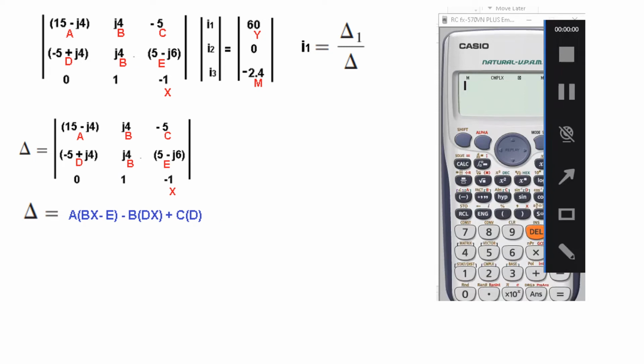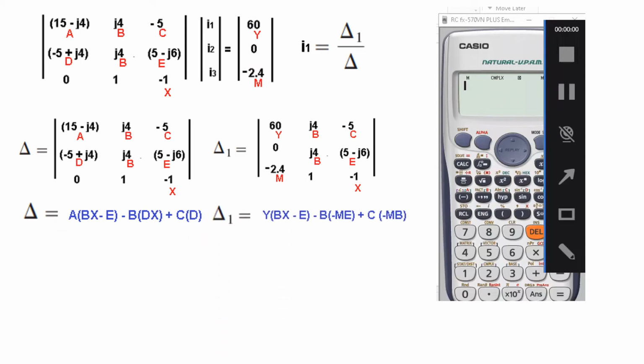And also for delta 1, we replace the first column by the value of the output voltage, and in the same way we write an equation for delta 1. So y, then bx minus e, and all other terms. I hope you can follow this.